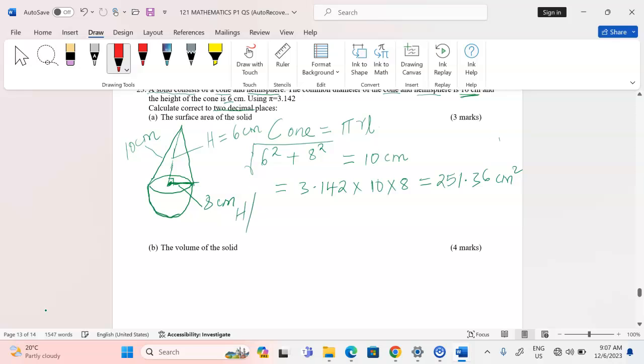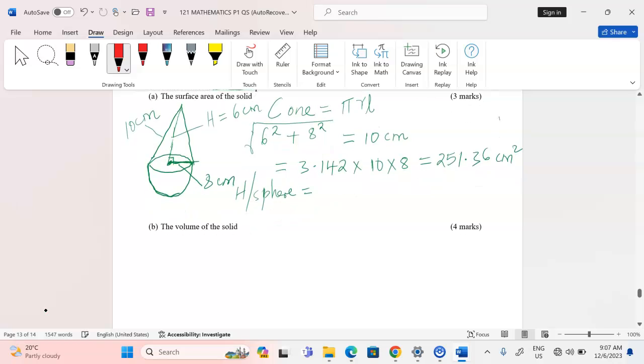So for the hemisphere, this is half of a sphere. The curved surface is usually given by 2 pi r squared. Therefore, 2 times pi times r squared. When we take 2, we multiply it by 3.142 multiplied by r squared. This gives us 402.18 square centimeters.